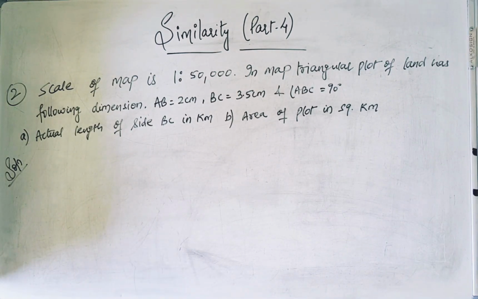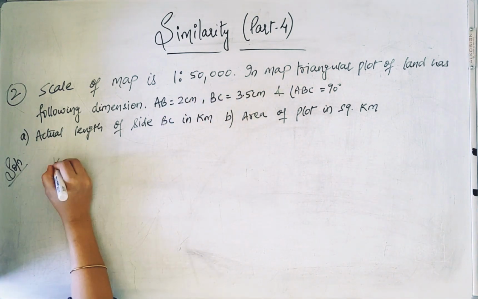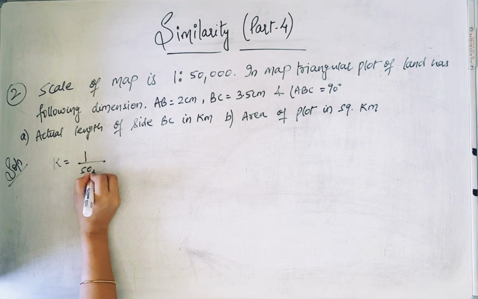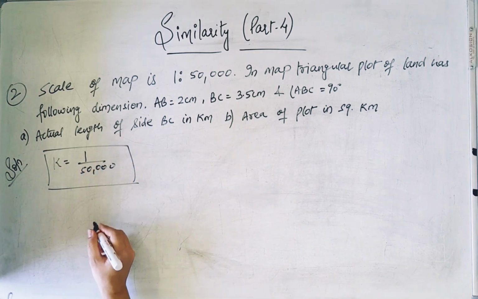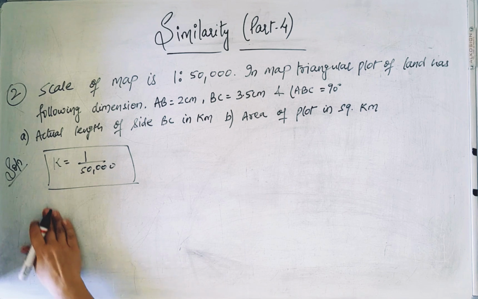Now the next question is, the scale of a map is 1:50,000. In the map, a triangular plot of land has the following dimensions: AB equals 2 centimeter, BC equals 3.5 centimeter, and angle ABC is 90 degree. We have to calculate the actual length of side BC in kilometer and the area of the plot in square kilometer. We can see over here that the scale of the map, that is K, is less than 1.